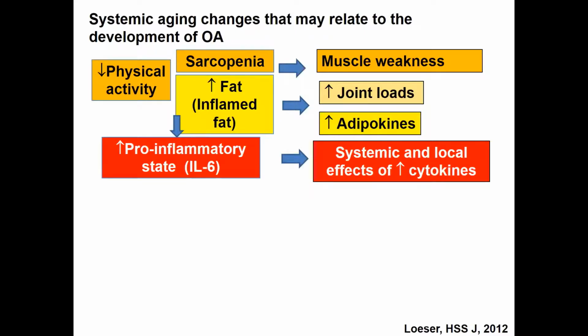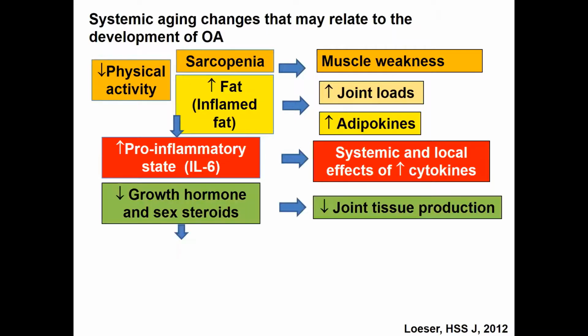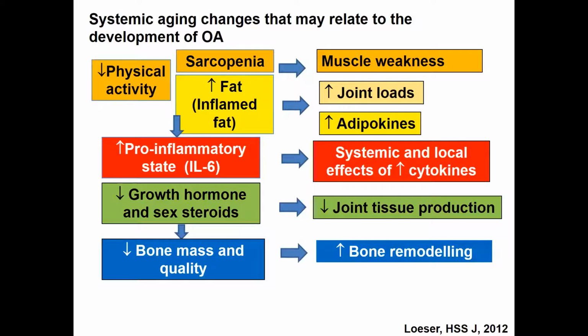And then I mentioned already several times, with aging, there's an increase in production of interleukin-6, so that increases systemic inflammation. There's a decrease in production of growth hormones and sex steroids, and that may be playing a role in the changes in joint tissue production. And then there's a change in bone mass and bone quality, which may be playing a role in some of the bone changes that we see in osteoarthritis.